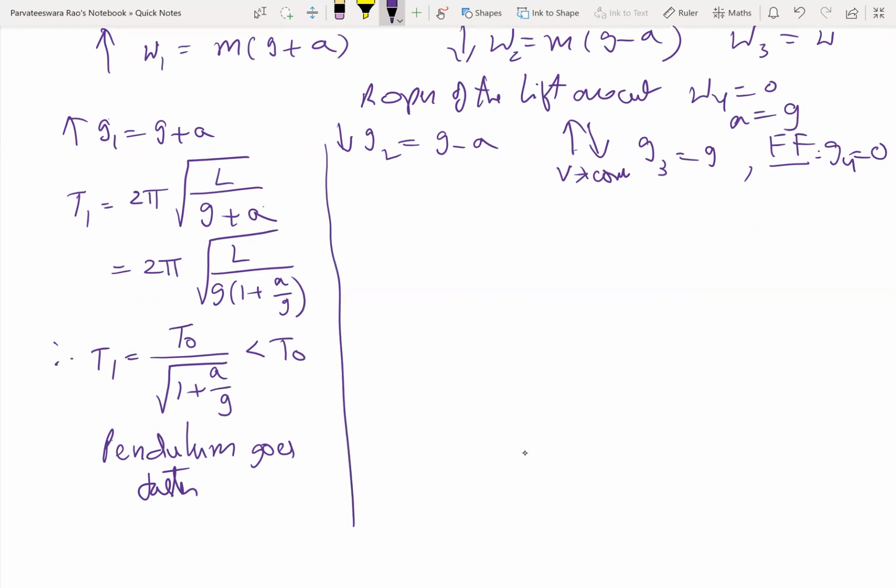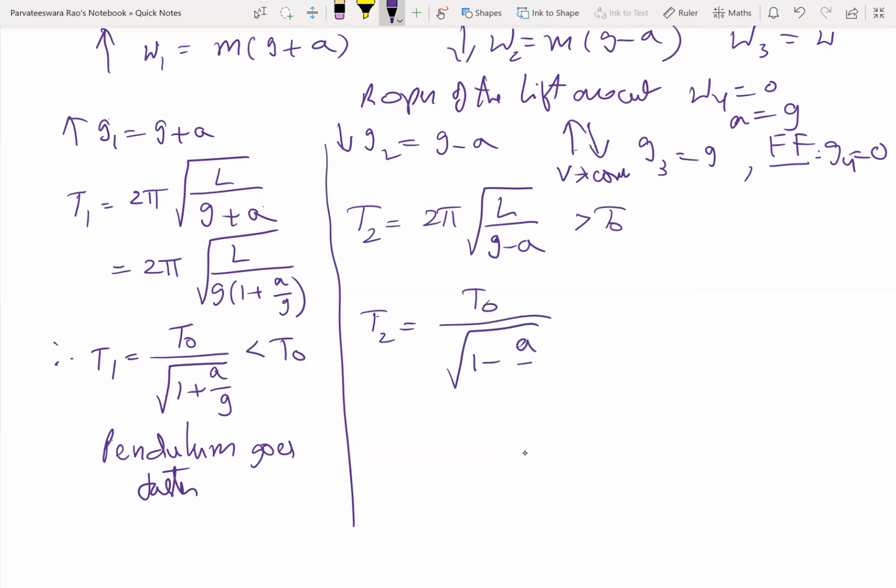In a similar manner, the time period of the pendulum in a lift which is descending is 2 pi root of L by (g minus a). Because the denominator is reducing, the time period will be more than the actual time period. In a similar manner, I can write T2 as T0 by root of (1 minus a by g), meaning the pendulum goes slower.